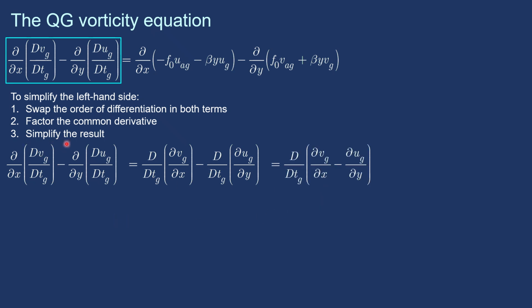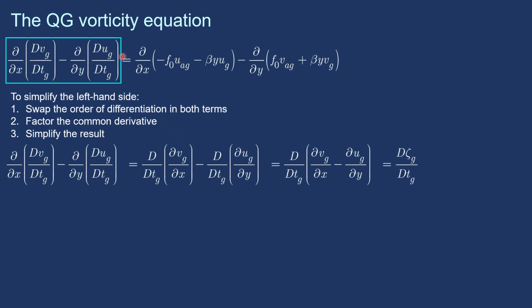The third step is to simplify the result. So that involves simplifying the part here that's in parentheses. And so we ask, what does this appear to be? We have partial vg partial x minus partial ug partial y. Partial v partial x minus partial u partial y. Sounds like the vertical component of vorticity. And it is, and in this case more specifically, it's the vertical component of the geostrophic vorticity.